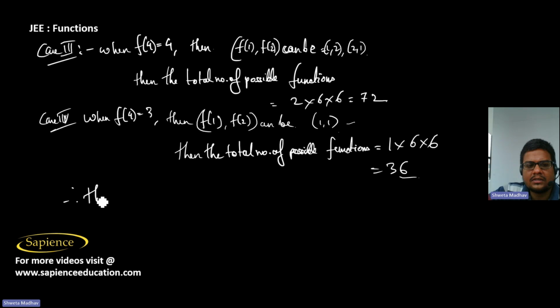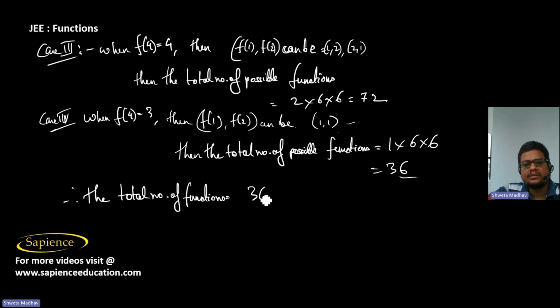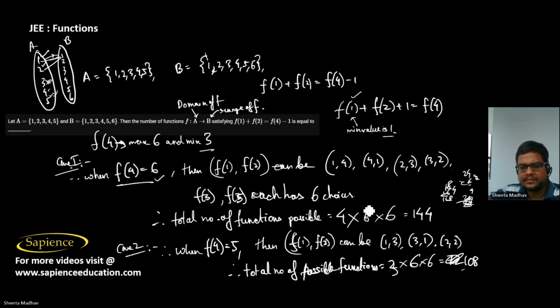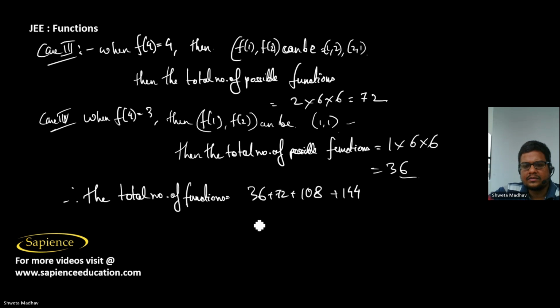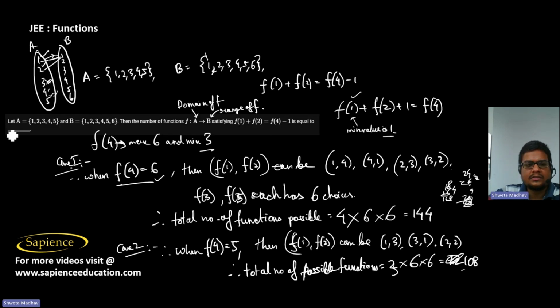functions. So therefore, the total number of functions that are possible will be equal to 36 plus 72 plus 108 plus 144. So this will be equal to 36 plus 144, that is 180, plus this is also 180, so that is 360. So 360 functions can be formed. So the answer is 360.